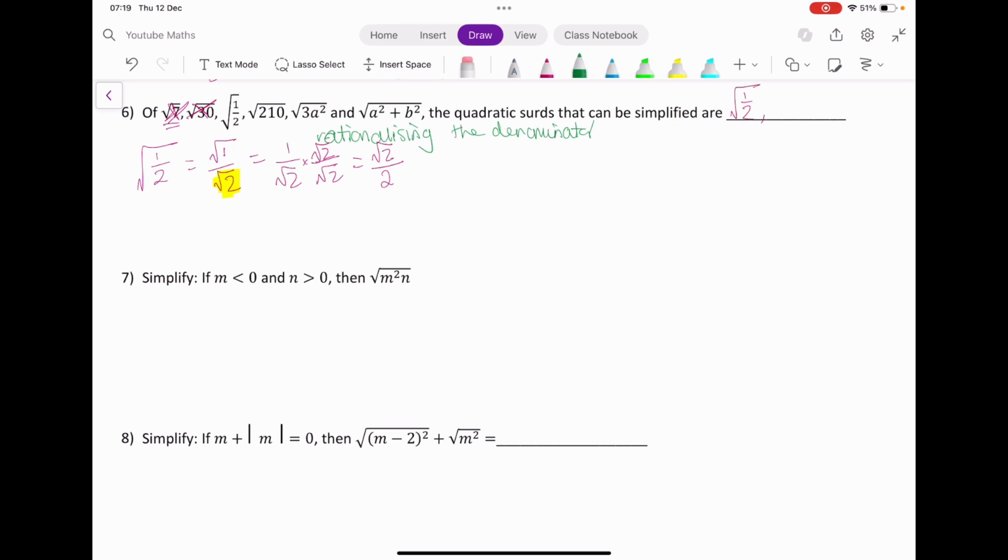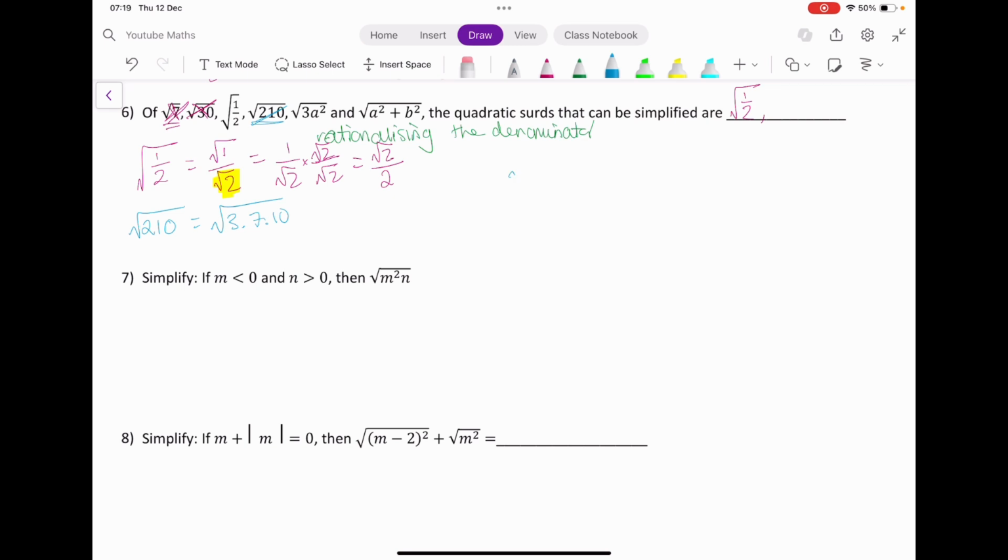Now let's look at the others. I'm going to change colours so we can see which one it is. Root 210. Root 210, I can see there's 21 in there, so there's going to be a 3. 3 times by 70, which is 7 times by 10. There's no way in which to get a square number out of that, so therefore root 10 is fully simplified, and 210 is fully simplified.